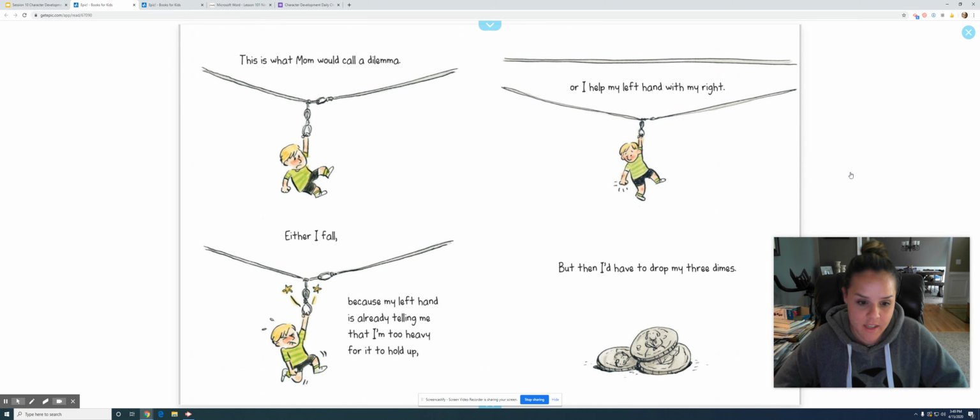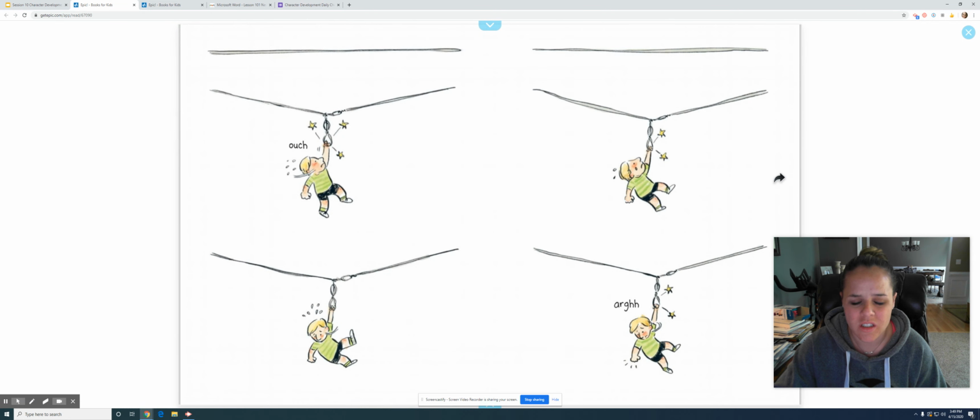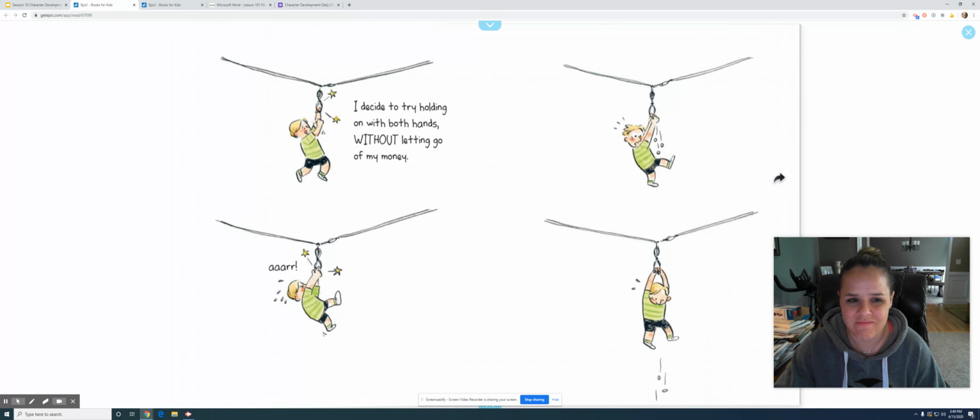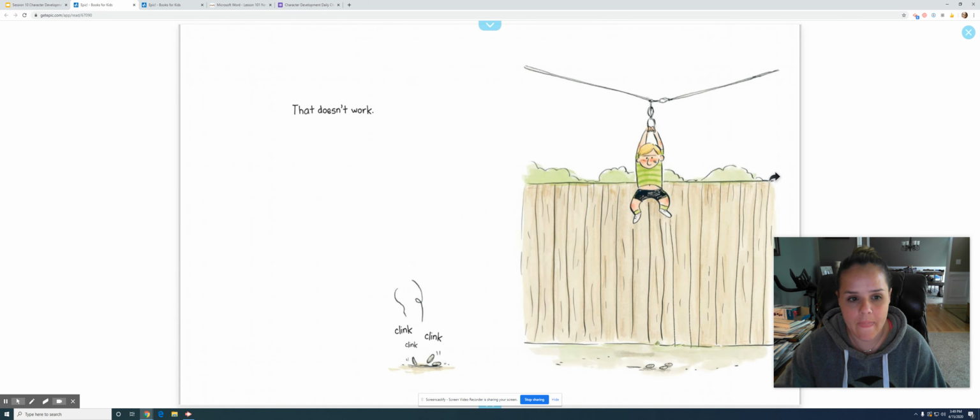Either I fall because my left hand is already telling me that I'm too heavy for it to hold up, or I help my left hand with my right, but then I'd have to drop my 3 dimes. Ouch. I decide to try holding on with both hands without letting go of my money. That doesn't work. Clink, clink, clink.